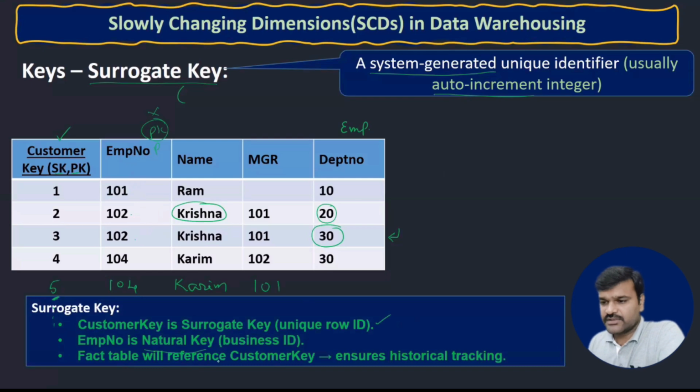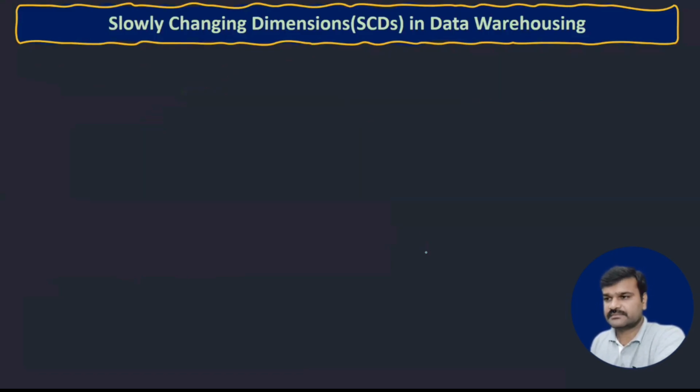Why we are discussing the surrogate key especially is that in slowly changing dimensions, it is going to play a key role. The fact table is always going to reference the customer key. Of course, this is for historical tracking. It will help you. You will get more clarity on these terms in the upcoming discussion. Now let us see the next one.